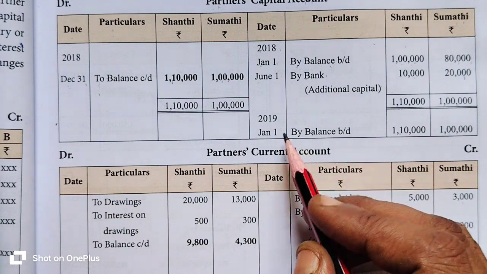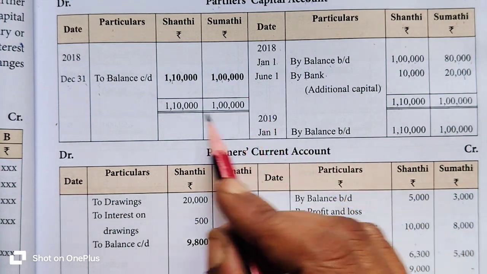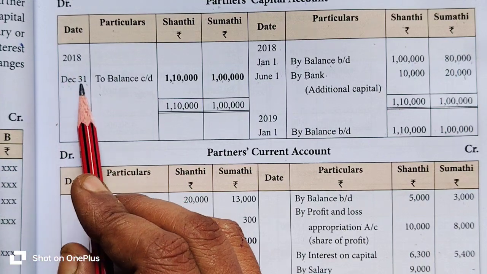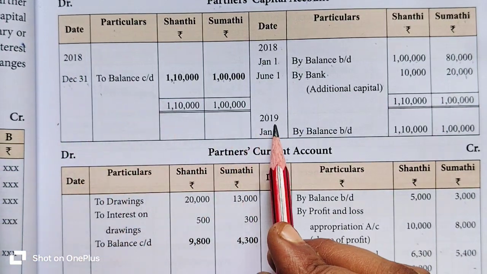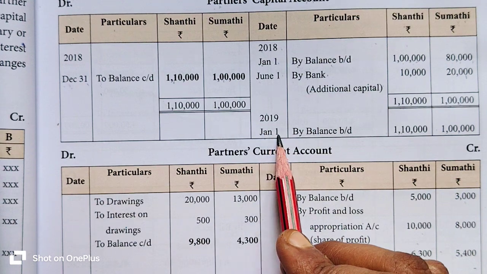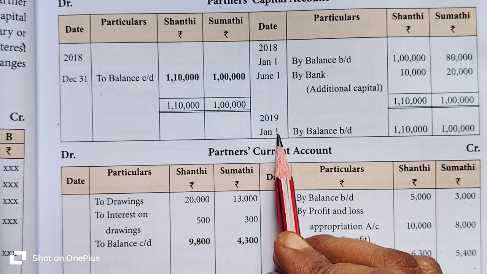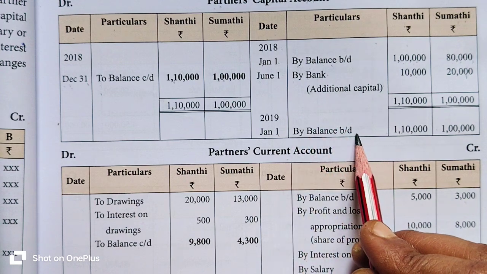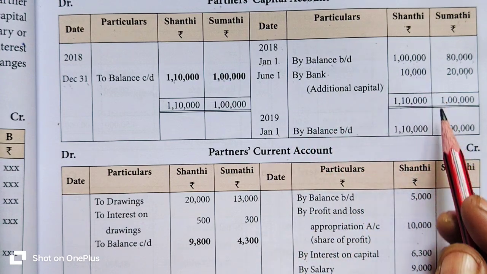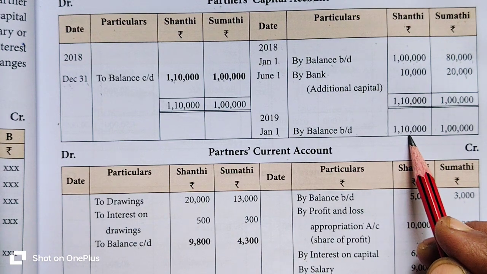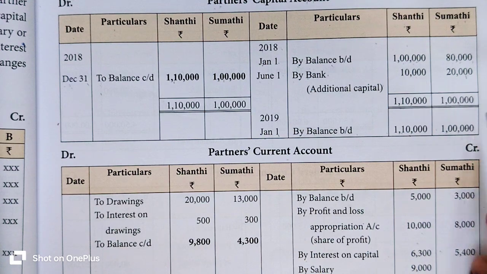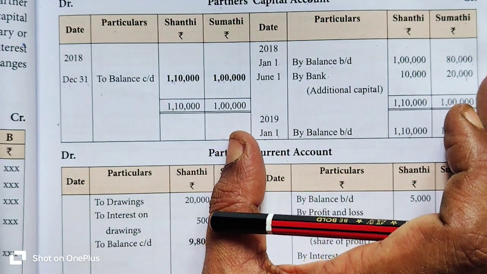Again, you have to write the next day of the accounting period. What is the next day of the accounting period? From 2018 December 31, the next day is 2019 January 1. This is the next accounting period. You have to write by balance brought down. This is the opening balance of the next accounting period: Shanti's amount is 1,10,000 rupees opening balance, and Sumati's is 1 lakh rupees. So the partners' capital account is completed.